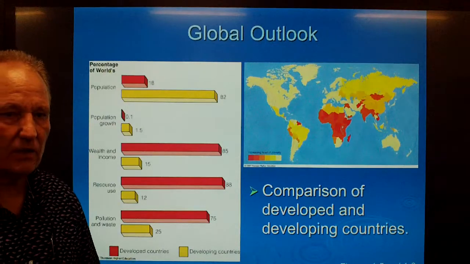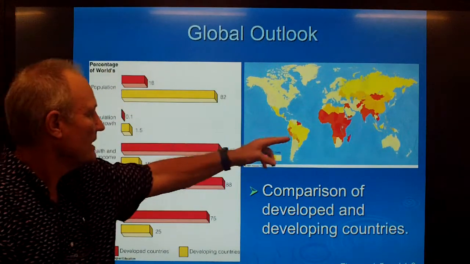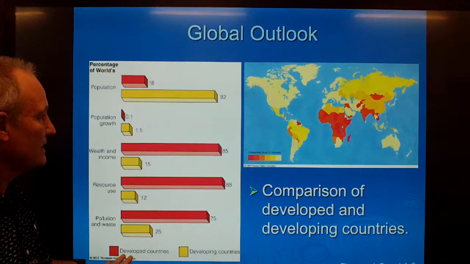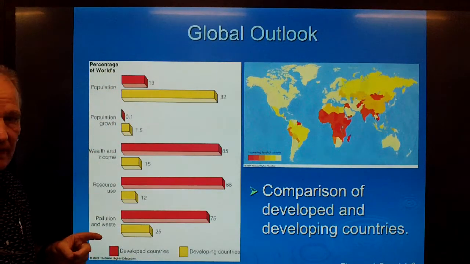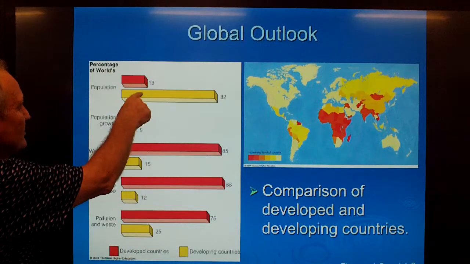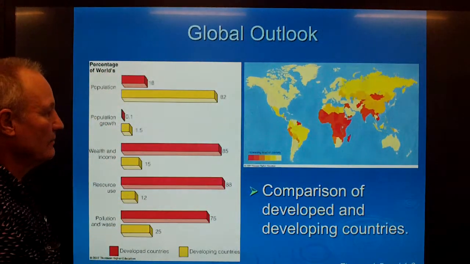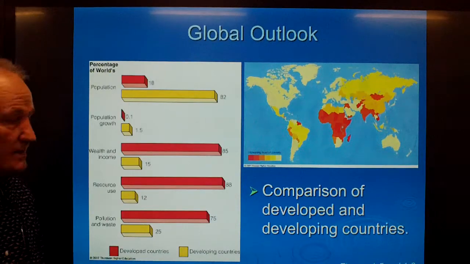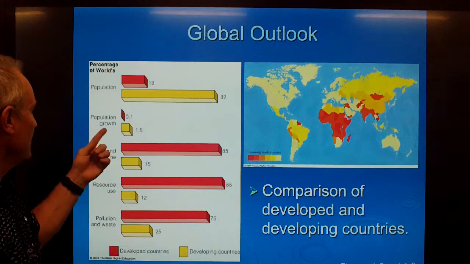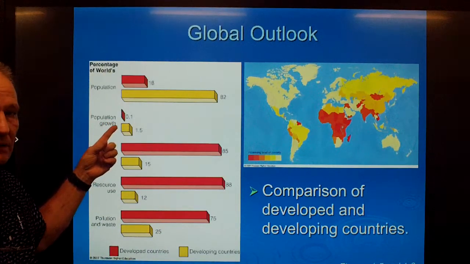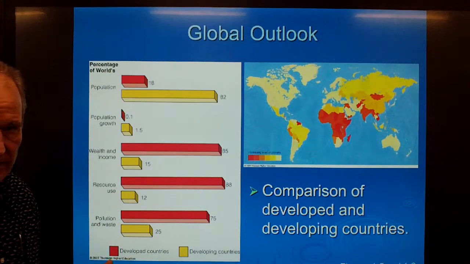Now let's take a look at the global outlook, the world's percentage of the world's population. This is kind of backwards. In this graph, red represents developed countries, yellow represents developing countries. So 18% of the world's population is in the developed countries, up here, that would be Europe, America, parts of South America, parts of China, etc. Versus 82% in developing countries. The population growth is very low in the developed countries, much higher in the developing countries.